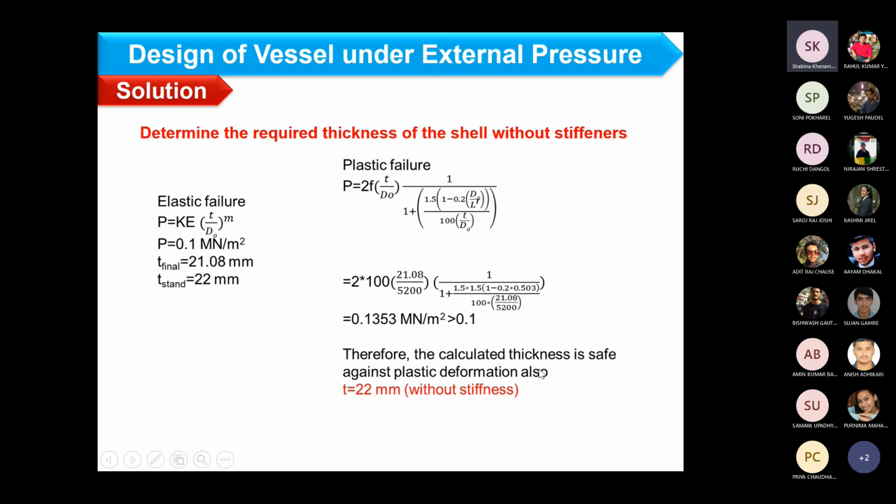It means we will always be on the safe side. Therefore, the calculated thickness is safe against plastic deformation, which is equal to 22 mm without stiffener. So 22 mm is the safe thickness for this pressure condition, right? So this is part 1.